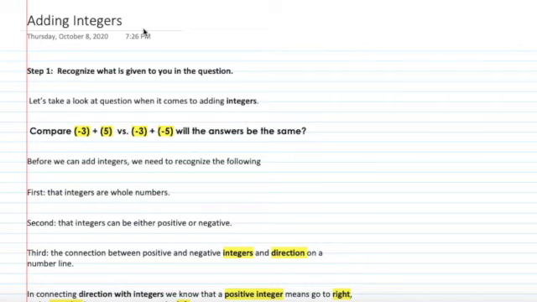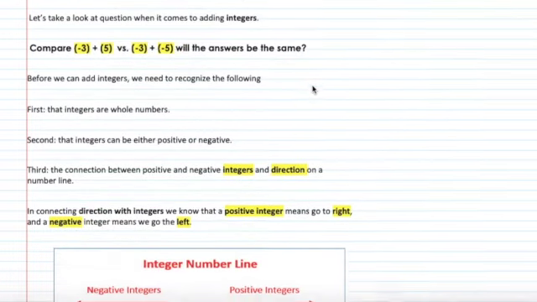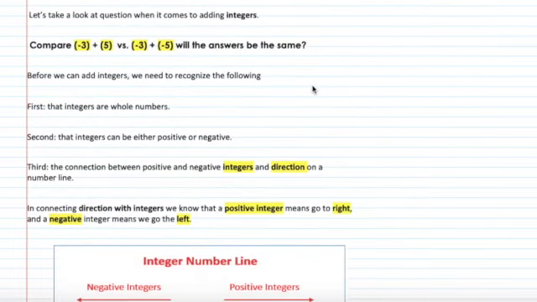Let's take a look at adding integers. Let's use the 3 steps to problem solving. Step 1. Recognize what is given to you in the question. Let's take a look at a question when it comes to adding integers. Compare -3 plus 5 versus -3 plus -5. Will the answers be the same?